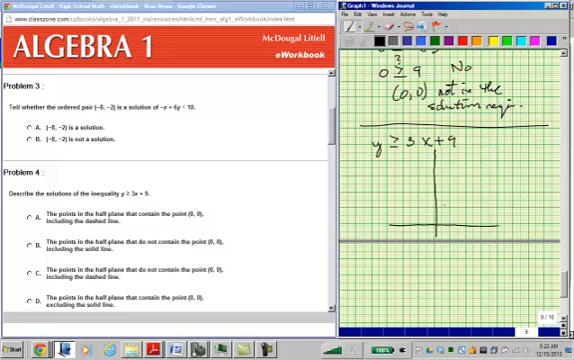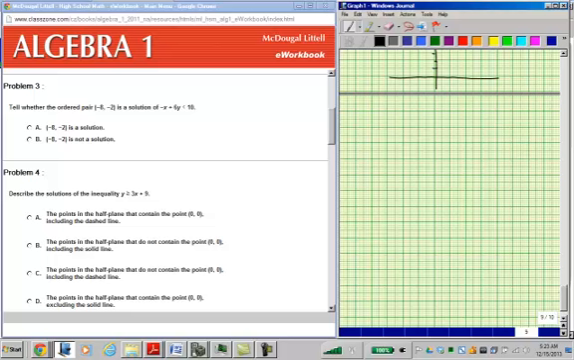Let's slope. The y-intercept is 9. 1, 2, 3, 4, 5, 6, 7, 8, 9. Now the slope is 3. So here, let me make some more room. Y is greater than or equal to 3x plus 9. Okay, let's do it.